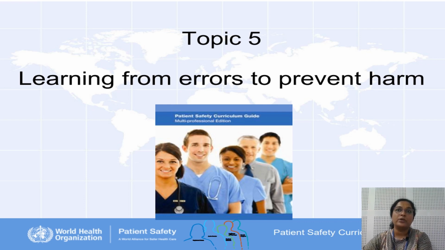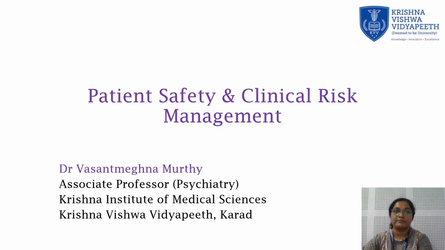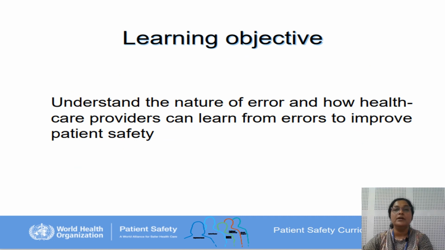In this module, we are talking about learning from errors to prevent future harm. All errors are opportunities we get to review our system and find out why things went wrong. We need to know what the various types of errors are and how they occur. And remember, learning from others' errors is also very important to enhance our own patient safety outcomes. The objective of this module is to learn the nature of error and how we as healthcare providers can learn from errors to improve patient safety.